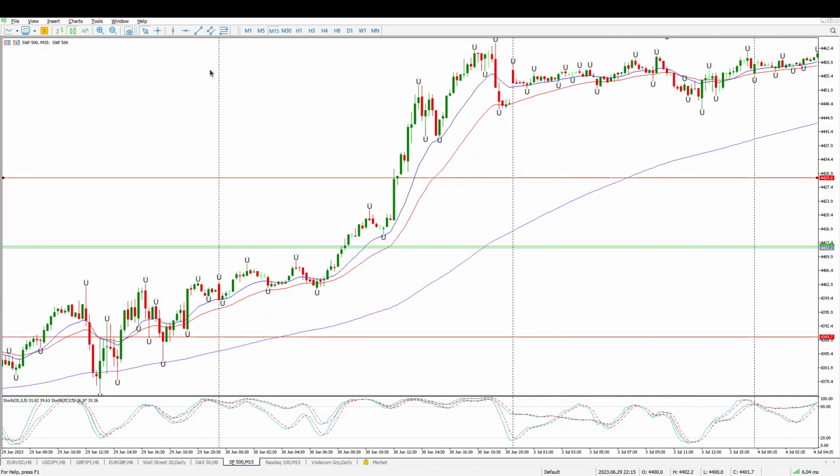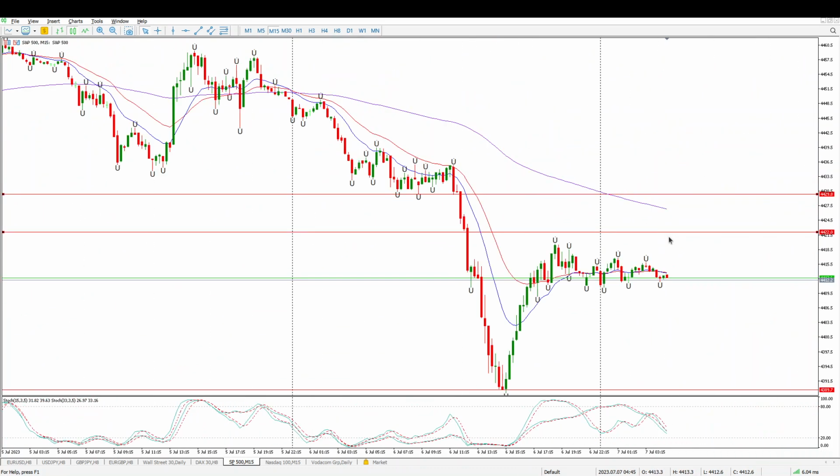What we're looking for, I suppose that could work. What we're looking for, sorry, is an area for rejection. So there is a little bit of structure here. So there's the two levels we need to pay attention to: 4422 and 4423.